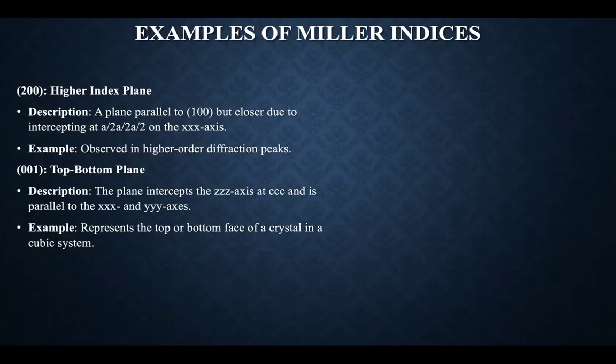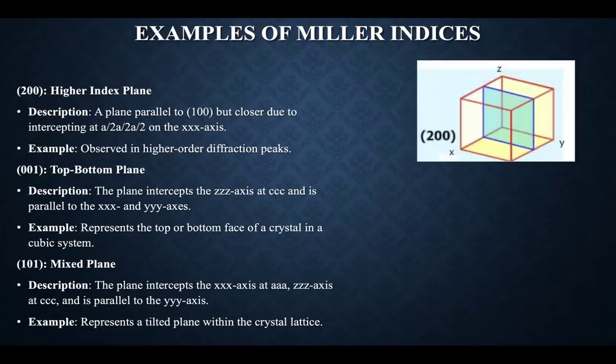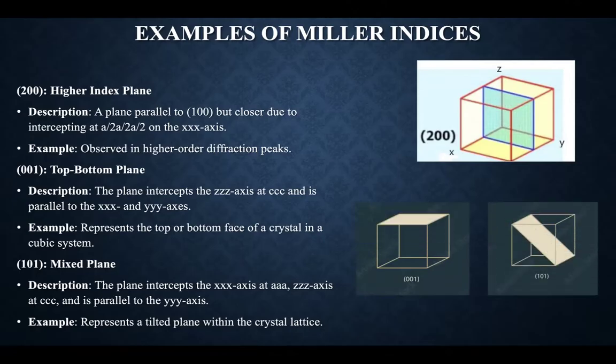The plane intercepts the z-axis at the C point and is parallel to the x and y axes. It represents the top or bottom face of a crystal in a cubic system. Now the mixed plane, which we call the 101 plane. Description: the plane intercepts the x-axis at the A point, the z-axis at the C point, and is parallel to the y-axis. It represents the tilted plane within the crystal lattice. So you can see the 200 plane there, how the plane intercepts, and the 001 plane and 101 plane.